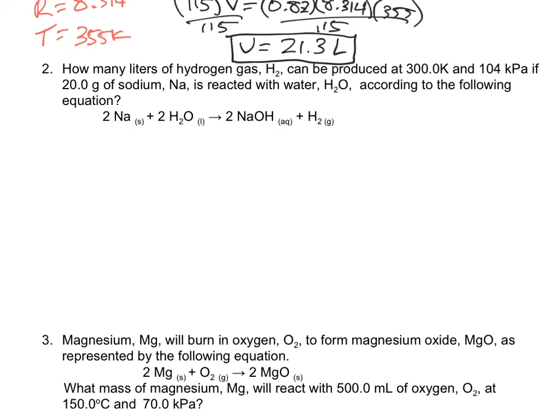Okay, so very similar to number 1. When we look at this, we've got liters of hydrogen gas produced, 300 K and 104 kPa, and it gives us the mass of sodium, and it says it's reacted with water. That's just extra information. We don't really need to worry about that because we're trying to find hydrogen, right? All of this stuff I highlighted in blue here, liters of hydrogen gas, 300 K, 104 kPa, all deals with hydrogen gas, H2. But it throws in a mass of the sodium, which is Na.